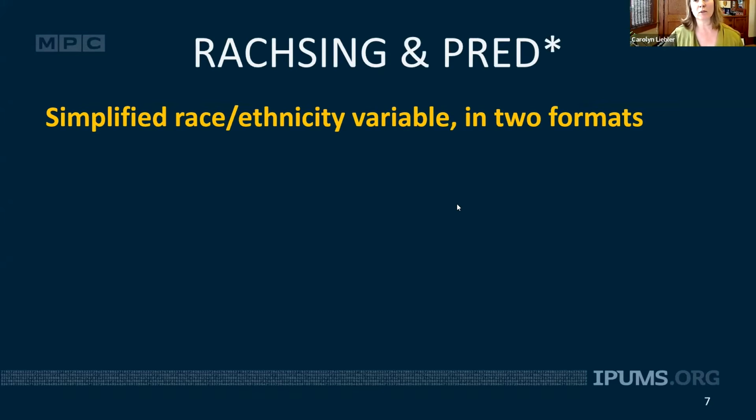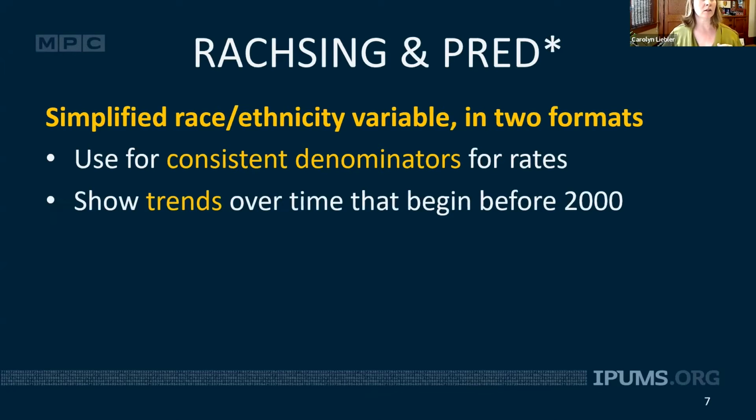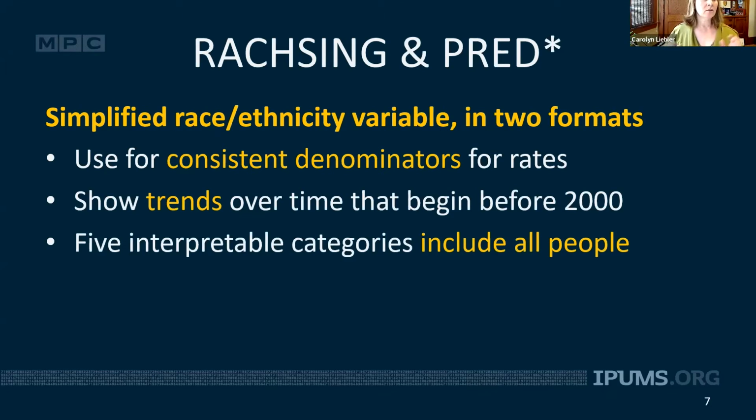And why would you want to use these? One major use of these variables would be for consistent denominators for rates. Because it's such a simplified measure, it works for situations where you have very different data collection efforts. Another reason you might use it is to show trends over time that begin before 2000, when the data changed dramatically.